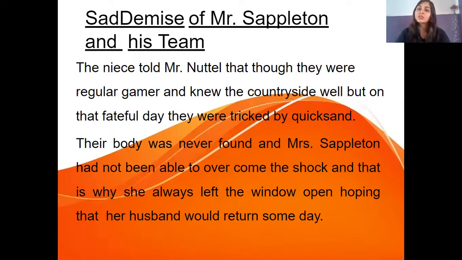The niece told Mr. Nuttall that though they were very regular gamers and knew the countryside very well, the roads, the places, still that day they were tricked by quicksand. Quicksand in Hindi is called dal dal. If you know what quicksand is, the sand moves down from your leg and you go inside, and you cannot bring yourself out of that sand. Their bodies were never found. In quicksand, the body is never found.